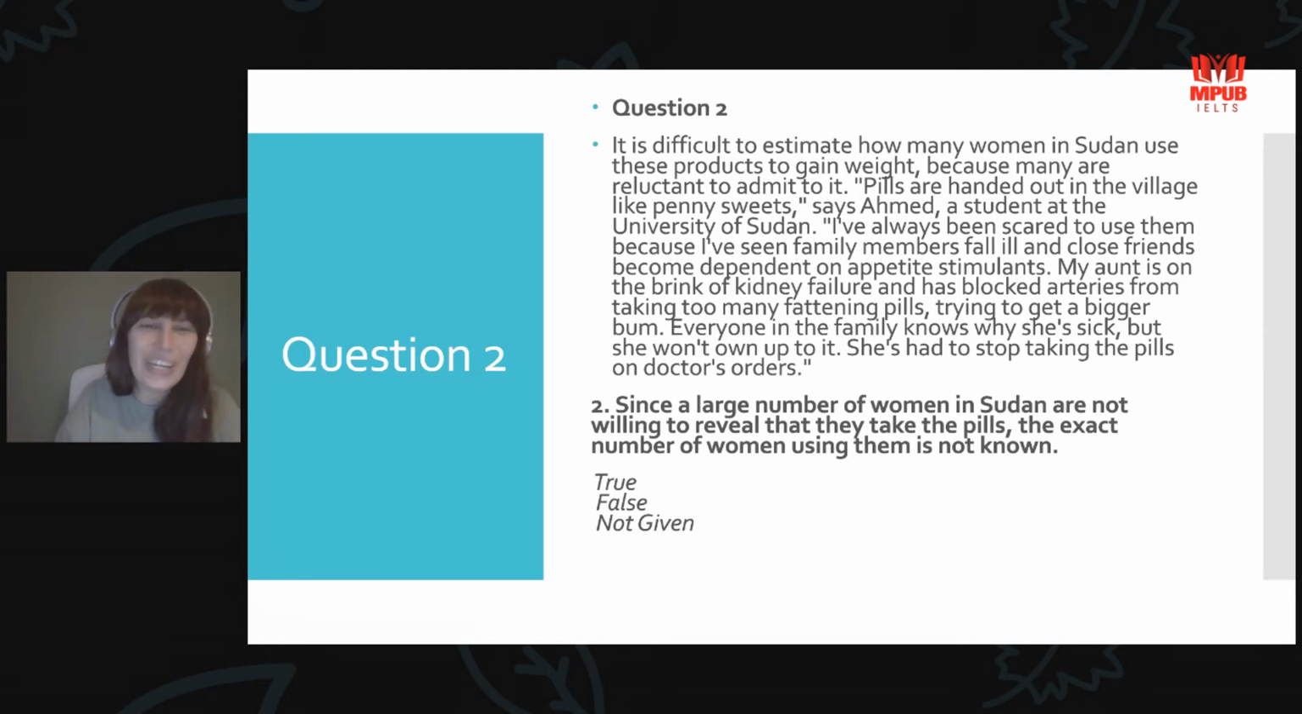So let's have a look at the statement and see if you guys think it's true, false, or not given. So, since a large number of women in Sudan are not willing to reveal that they take the pills, the exact number of women using them is not known. So, what do you guys think? True, false, or not given? What do you think? So, feel free to pop it in the box. And then I will reveal the answer. Okay, everyone's very quiet. So I hope that means you're studying.